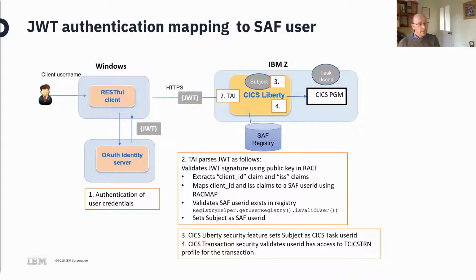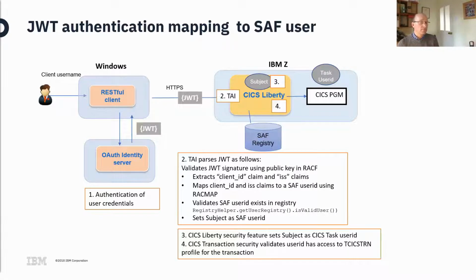Then we end up with a RACF user ID. The TIE can then validate that the user ID exists in the registry, and there's a method there that's used to check that. And if that's all good, then it can just set the subject for the servlet as that SAF user ID.